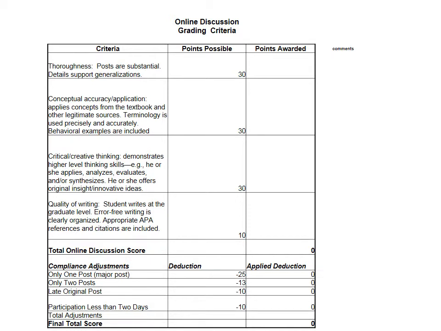And what I do is I look in each of these categories at what you've posted and apply what I consider the appropriate points in each one of these categories. These then get totaled up for the total online discussion score. And then we move down to the bottom of the sheet where we make what are called compliance adjustments. So if you didn't do enough posts, if you posted late, those would be deductions from the score that you received above. That'll give you your final score.